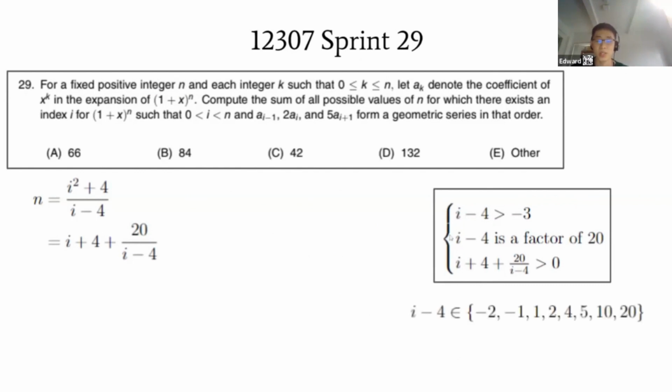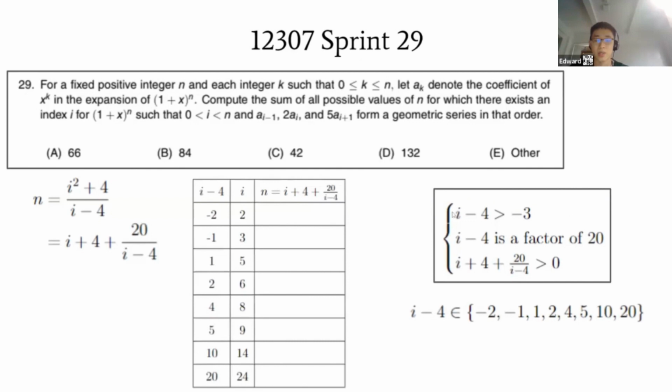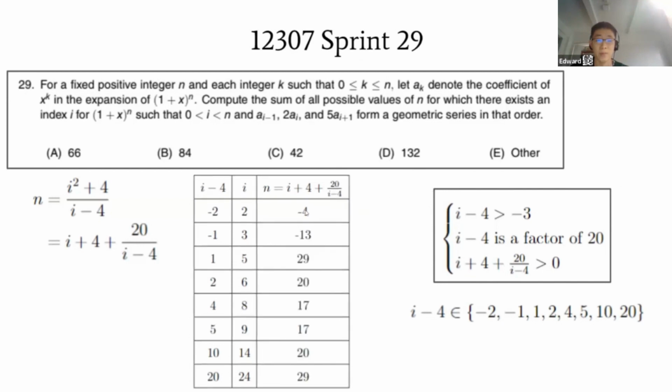So from the first two, we'll notice that I minus 4 has to be one of these values since it's a factor of 20, and it's also at least minus 3. Oh, that should be greater than or equal to minus 3. And then we can organize our results in this table. So we have the values for I minus 4 and the corresponding values for I. And then we can work through them to get the corresponding values for n.